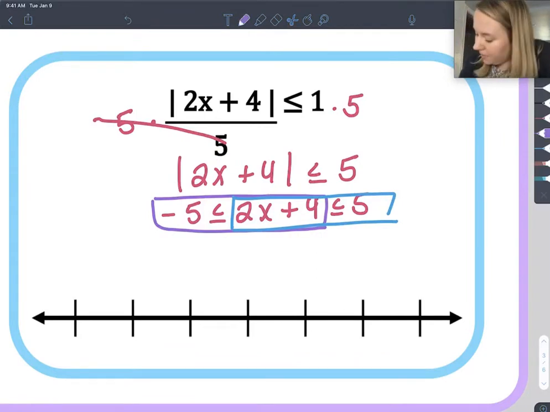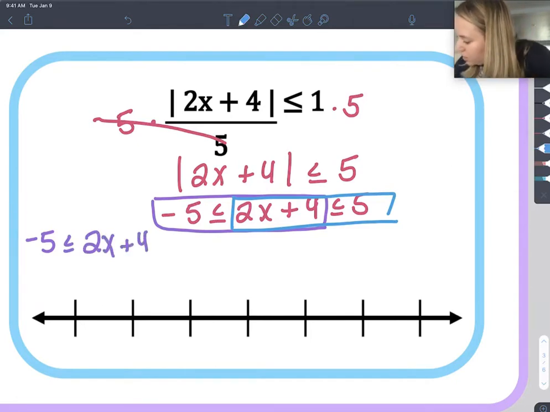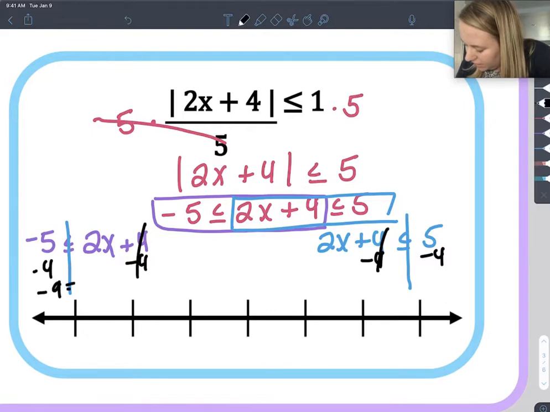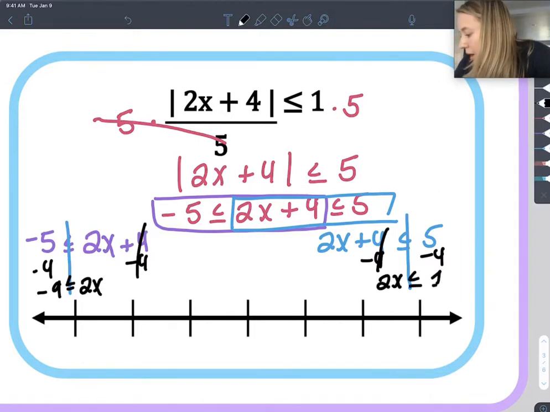Sorry. Okay, so I'm going to have negative 5 is less than or equal to 2x plus 4. And then I also have 2x plus 4 is less than or equal to 5. Draw my lines. I'm going to start by subtracting 4. My 4's cancel, and I get negative 9 is less than or equal to 2x, and I get 2x is less than or equal to 1.